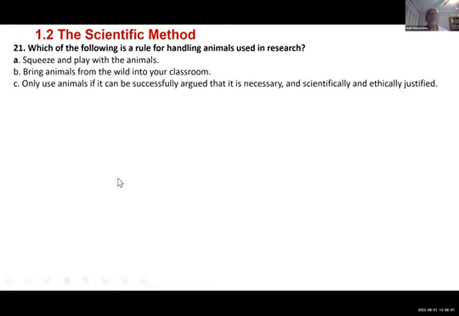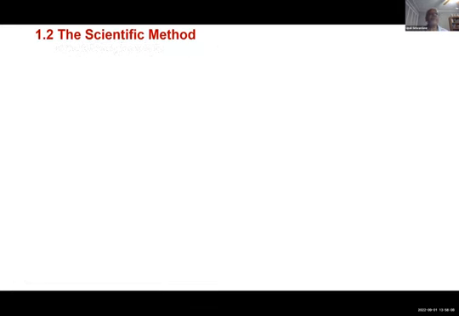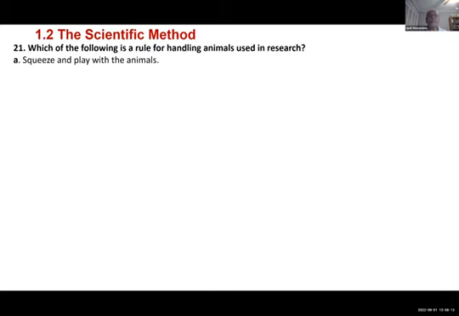Okay, I'm going to go to this one. Which of the following is a rule for handling animal use in research? This is a common principle used in research in all animals.